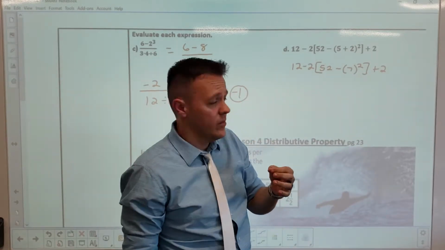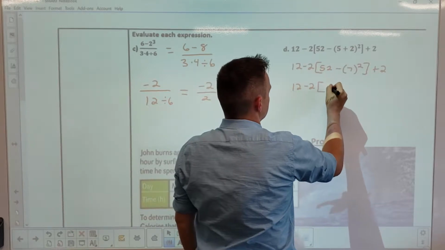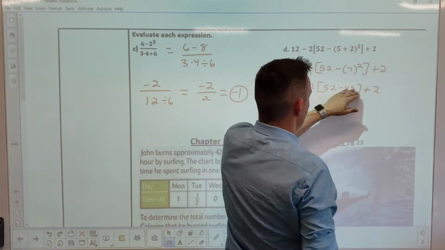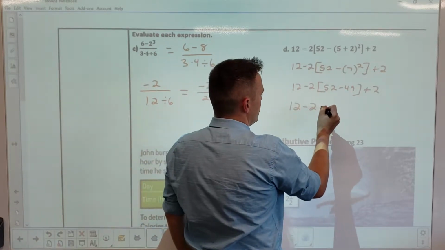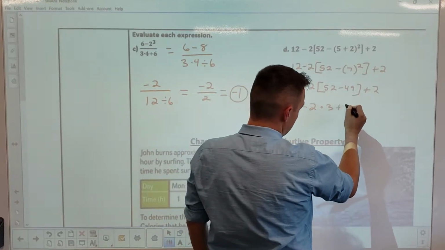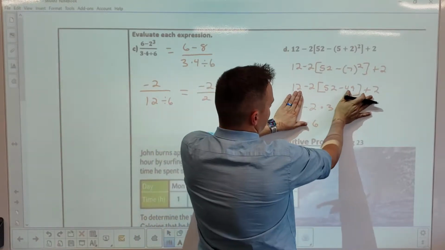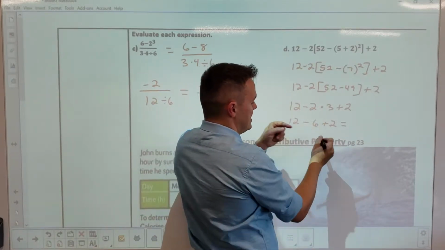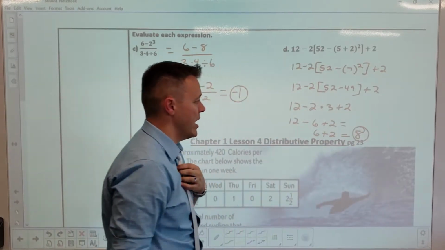Now you work on the power part, right? So 7 squared is 49. Okay, now you have parentheses still. You need to solve within the parentheses. So you'd end up with 12 minus 2 times, that's 52 minus 49 is 3, plus 2. Now you multiply. So it's -2 times 3, which is -6, plus 2. And you'd end up with 12 minus 6, which is 6, plus 2 equals 8. So there's your actual number on that.